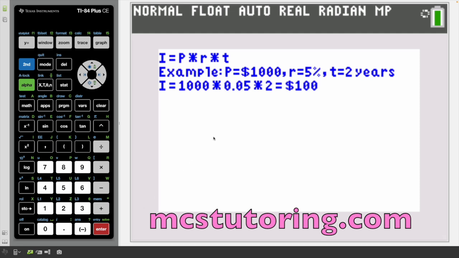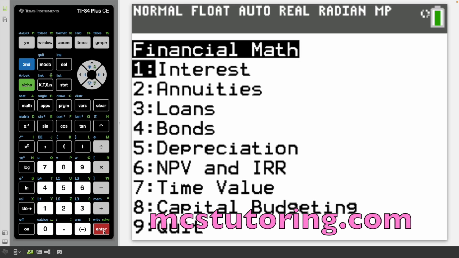Here's an example: I equals P times R times T. That's principal times rate times time. With an example, let's say the principal is $1,000, rate is 5%, times 2 years. You see here the numbers in action: 1,000 times 0.05 times 2. That shows how to sort out the variables in your own example. But here's the example here. I think you understand what I mean.